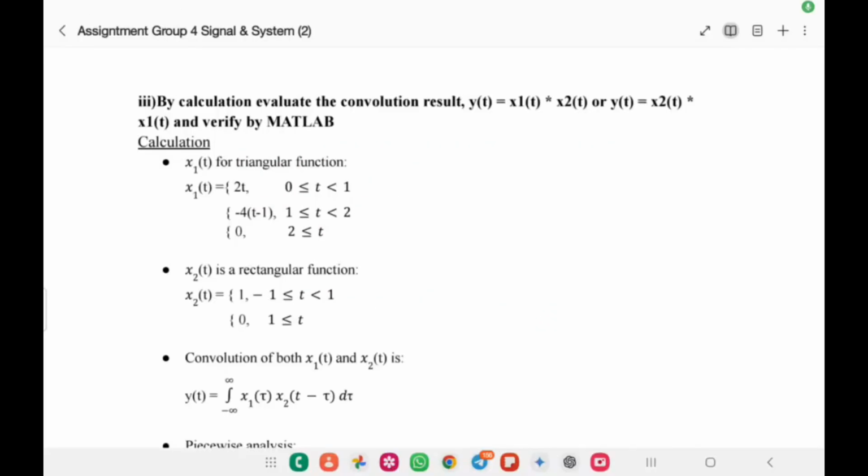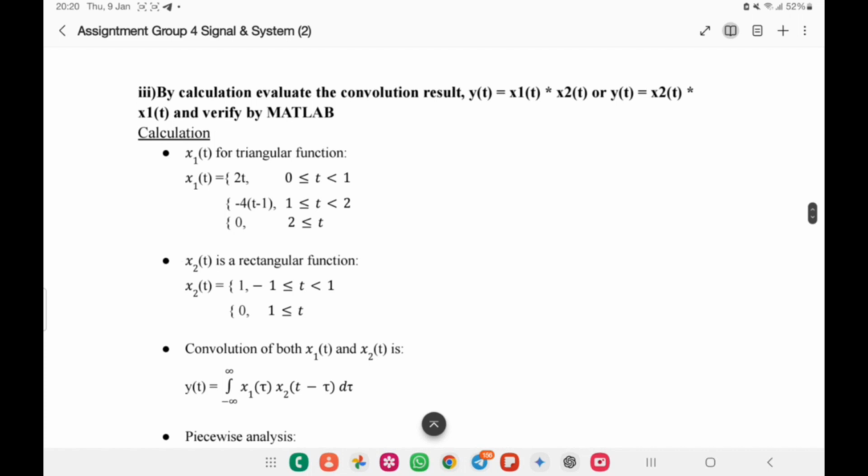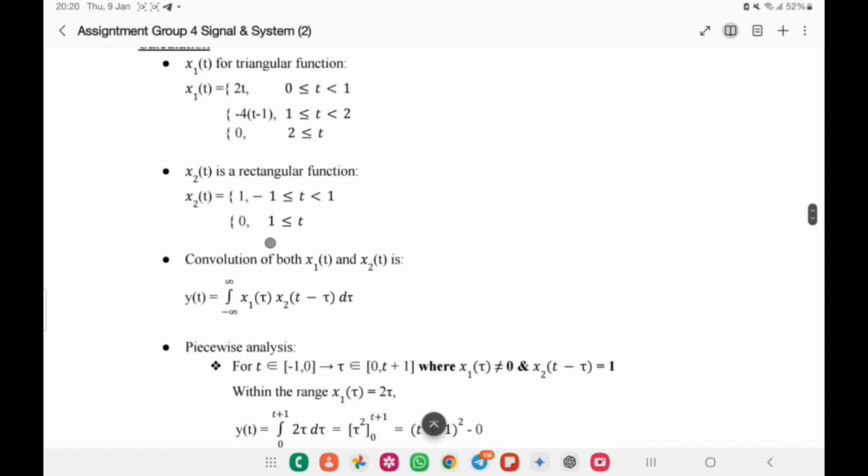We're going to talk about the convolution equation, which is y(t) equals x1(t) convolved with x2(t). So x1(t) is a piecewise function: 2t for 0 to 1, negative 4t minus 1 for 1 to 2, and 0 otherwise. x2(t) is a rectangular function: 1 for negative 1 to 1, and 0 otherwise.